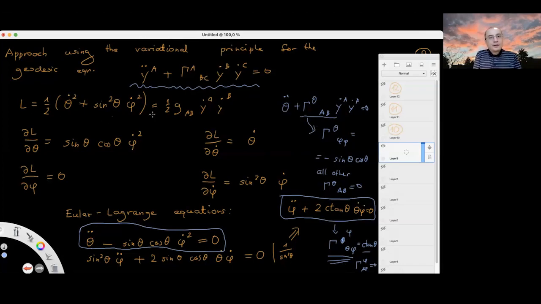So especially when your metric has a diagonal form or some kind of special form, this method of calculating the Christoffel symbols by deriving the Euler-Lagrange equations for geodesics works really, really well, and it's much faster and much less error-prone than using directly the expression from the lecture.